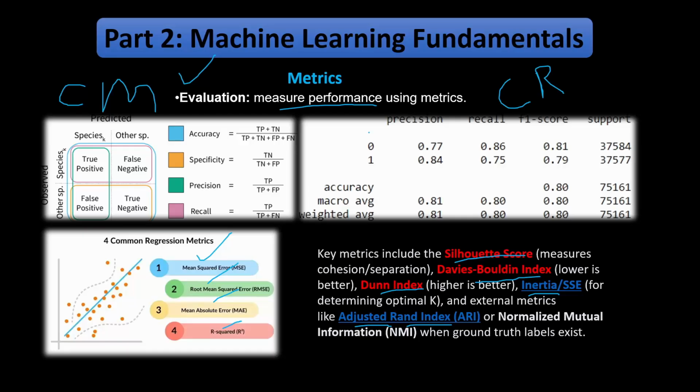So if you have trained a classification model, a classifier, then you can only use confusion matrix and classification report for evaluating your classifier. But if you have trained a regression model, a regressor, then you are not able to use confusion matrix or classification report. You have to use regression metrics. But if you have used unsupervised learning algorithms such as K-means clustering, then you are not able to use these metrics. You can only use these metrics: silhouette score, Davies-Bouldin index, Dunn index, inertia, that we will discuss. Now let's understand one by one what all these metrics are.